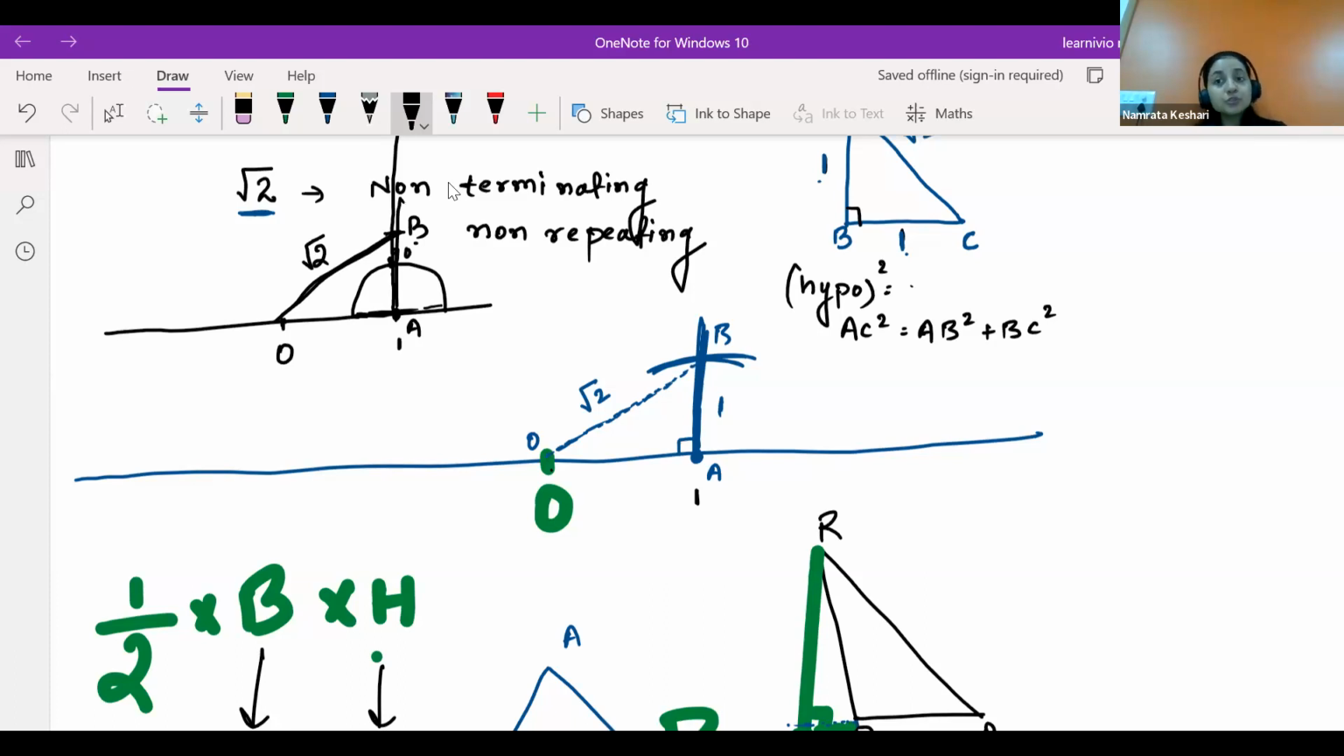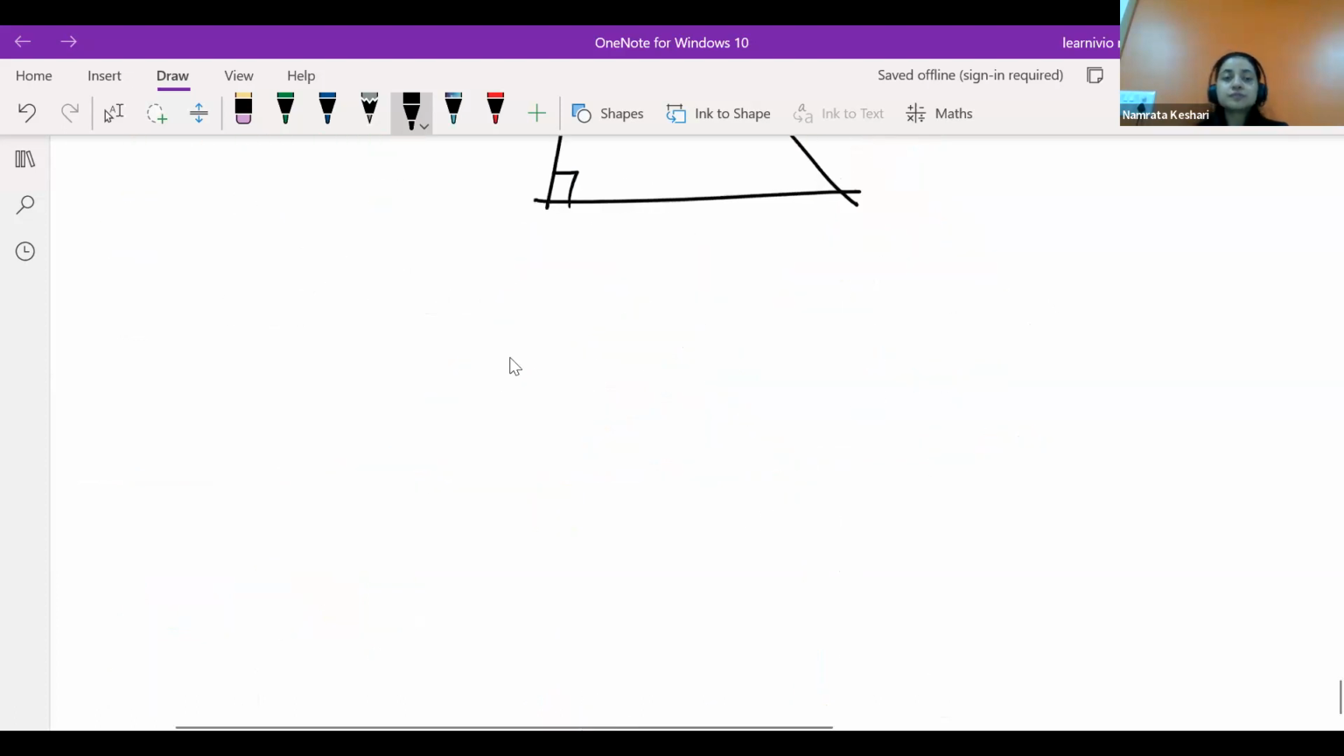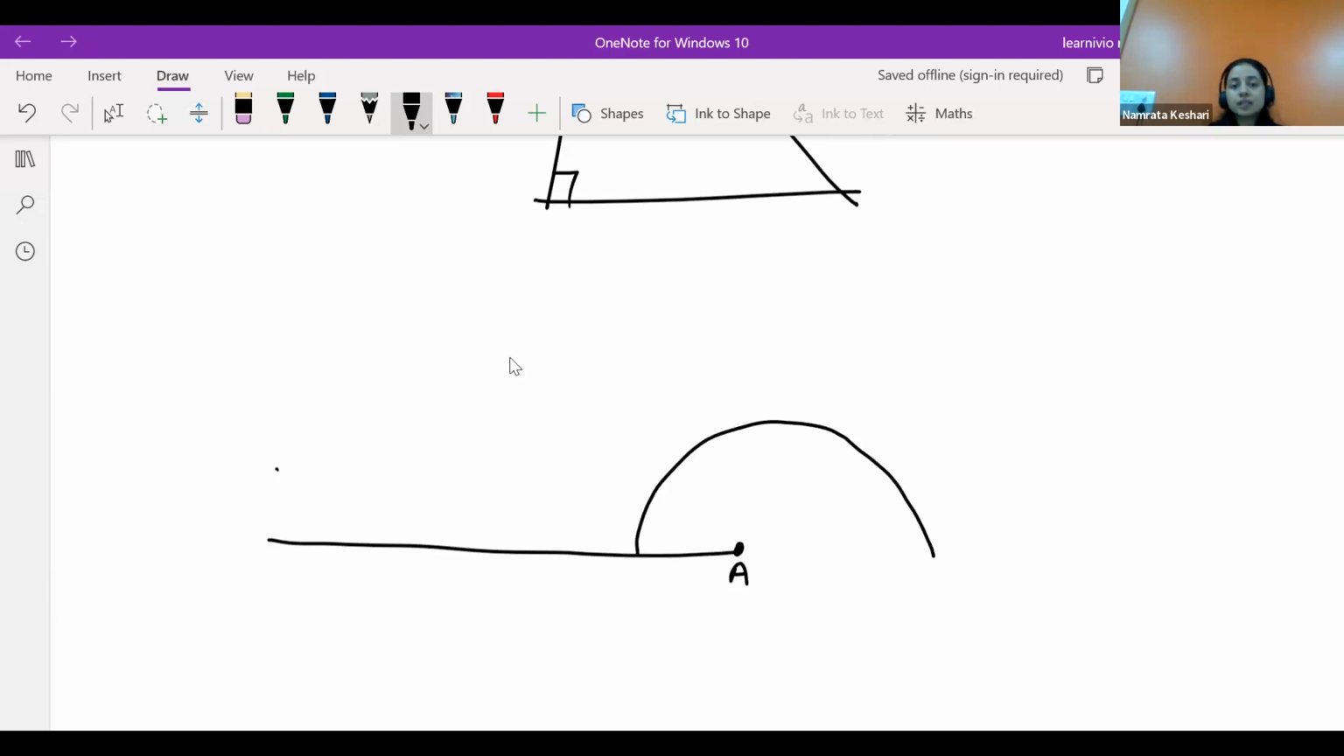Now if the instruction is clear that you are supposed to use the compass only, then let me help you with that also. How will you make 90 degrees at this point A? You will make an arc like this of any measurement. Just try taking any measurement, more than half.